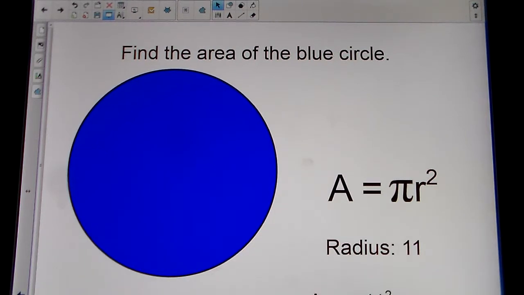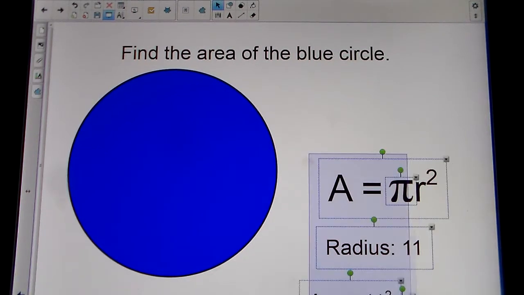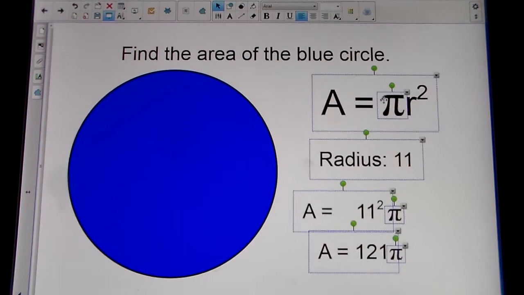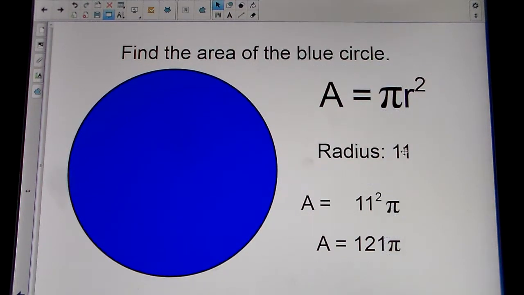The next one will be find the area of the blue circle when the radius is 11. Well, we put 11 in for r. It will be 11 squared times pi, which is 121 pi. So that's how you find the area of that circle.